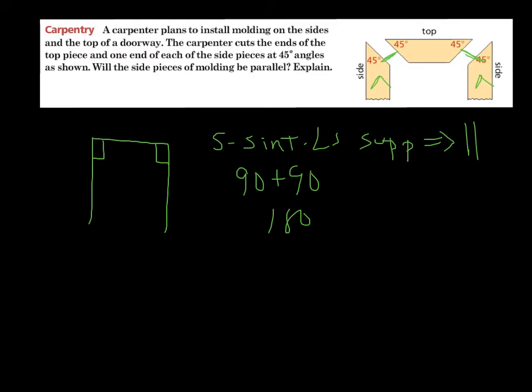Okay? So another thing to think of is that if they're both 90, that would also mean that each of the sides is perpendicular to the top of the doorway. Okay? So we know that the side is perpendicular to the top. And this kind of leads us into our next theorem.